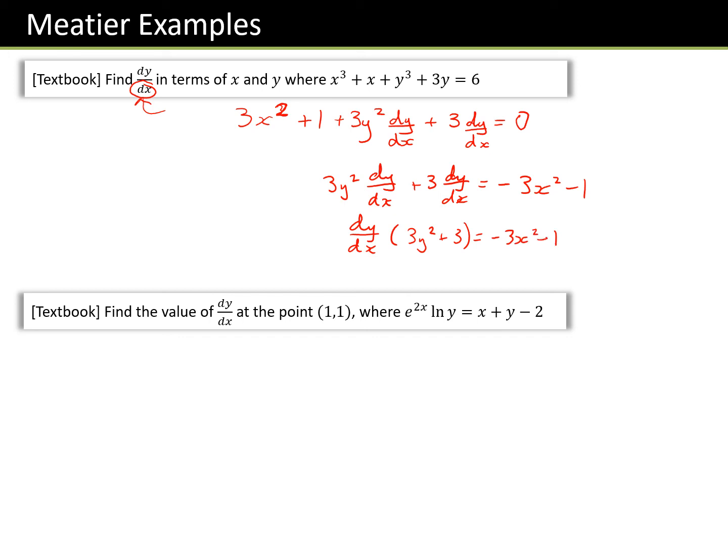And now divide both sides by this bracket. And there's your answer. Okay, find dy by dx in terms of x and y. There's dy by dx in terms of x and y.